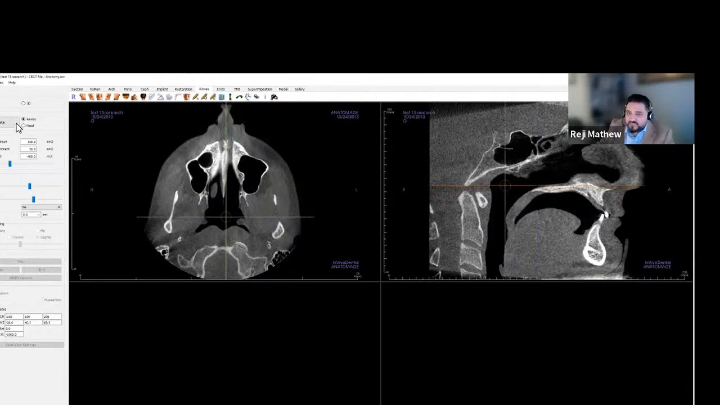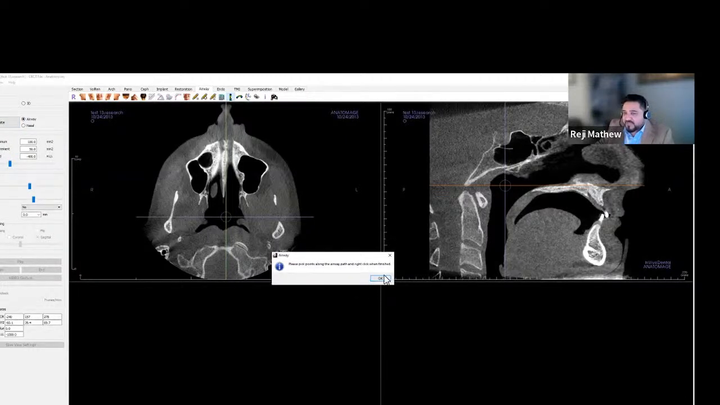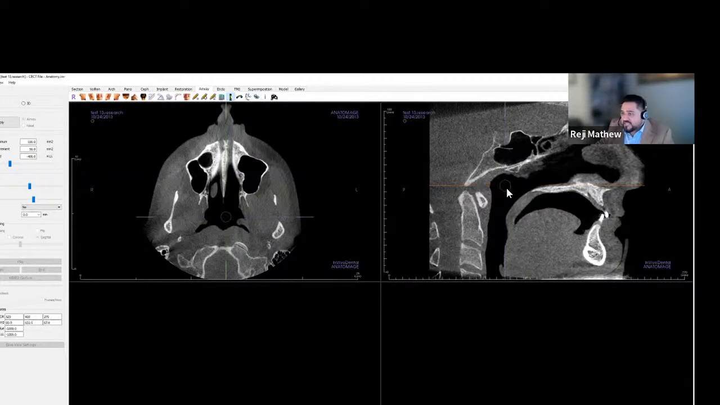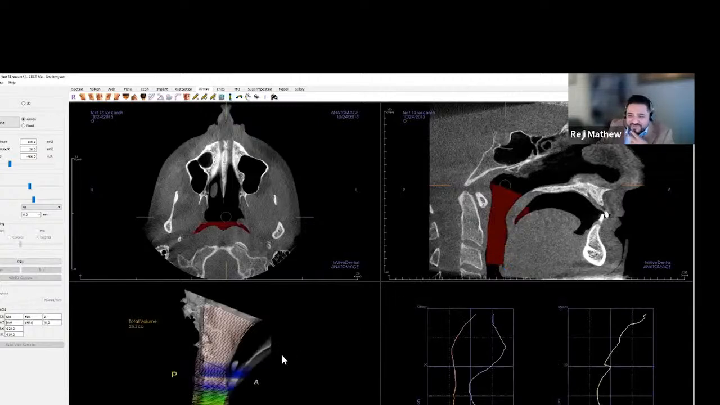But let's do some measurements. This is getting very popular in the US, airway analysis, and a lot of people are doing it. So I'm going to create a point right here. Let me take off these lines, and I can click on those points and try to see if I could measure the airway. Again, this is a very rough measurement, so don't hold me to it.